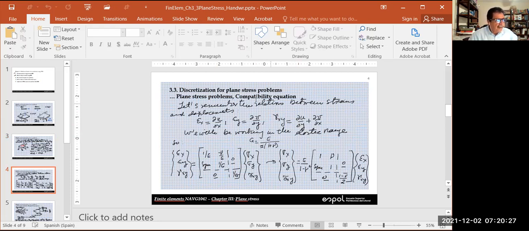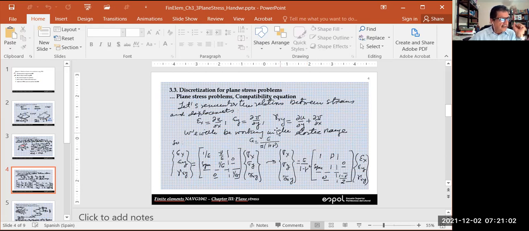This is the way we define strains, the same as we did in ship structures when we worked with plane bending. So we have epsilon x, epsilon y, gamma xy. And also we will be working in the linear elastic range. So strains and stresses are related by, in this case for isotropic materials, two constants, Young modulus and Poisson ratio.